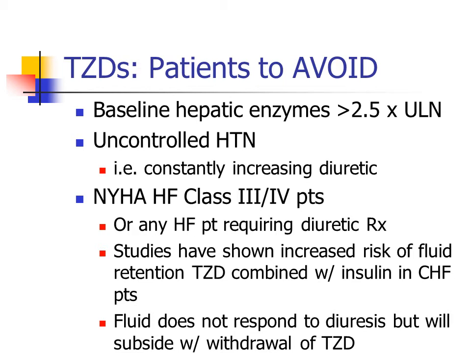For the same reason, they should be avoided in New York Heart Association Class 3 and 4 patients because of that fluid accumulation, or any heart failure patient requiring diuretic therapy. There have been studies showing an increased risk of fluid retention when a TZD is combined with insulin in CHF patients, so we really like to try to stay away from these agents in heart failure patients. Unfortunately, the fluid that does accumulate in these patients doesn't respond well to diuresis, but it typically does subside with withdrawal of the TZD.